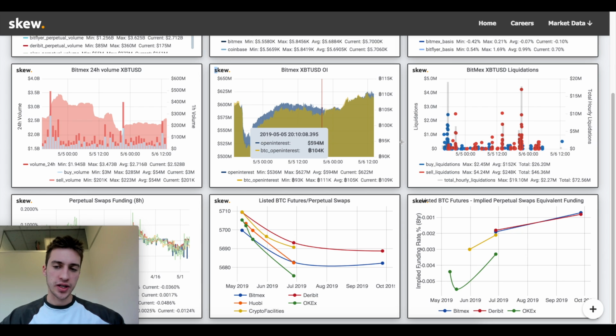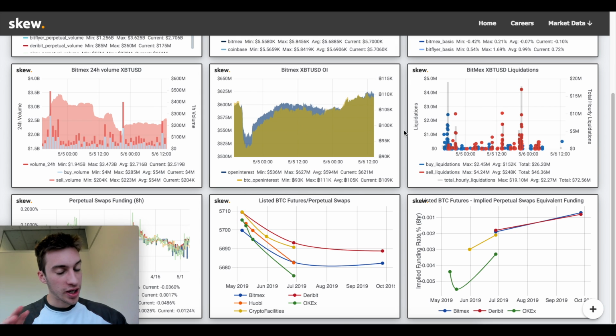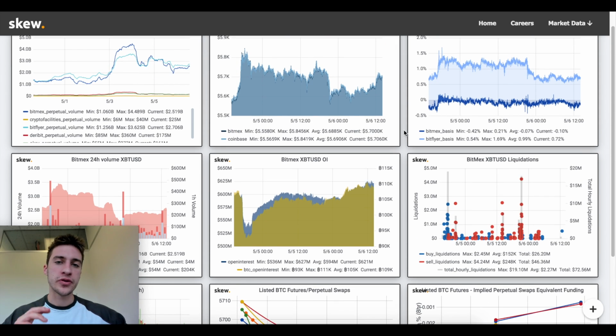So Skew is a site that I came across I think a month or two ago, and it provides all types of alternative data. One key element of my channel is I really like to look for outside sources of data, or data that most people typically don't look at. So that's what we're going to be looking at today. There's a ton of information on here, but what I'm going to do is walk you guys through each of the pages that I find important and explain the edge behind each of these strategies.